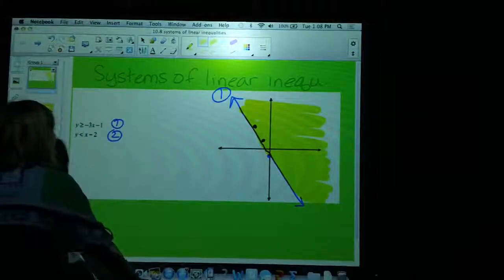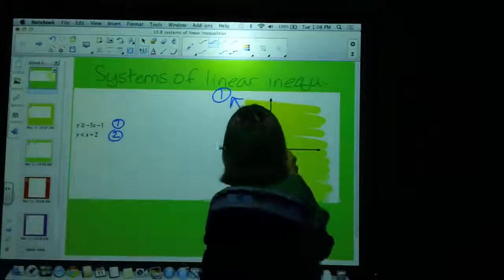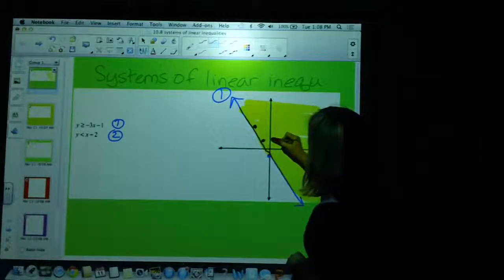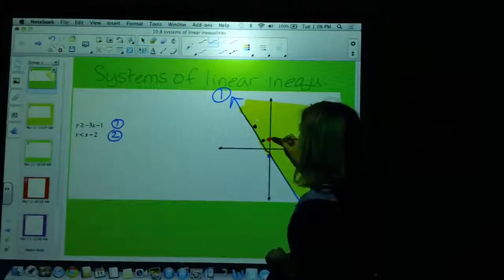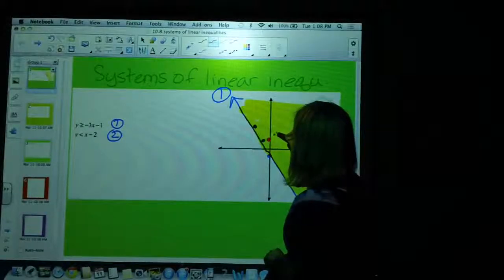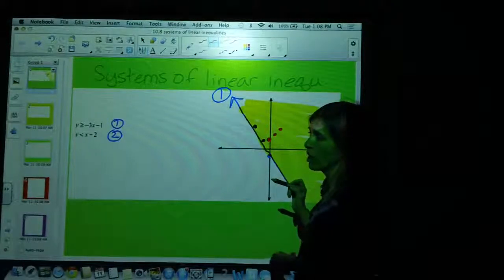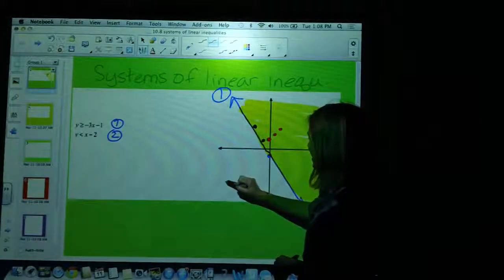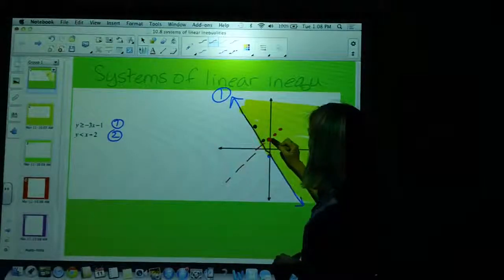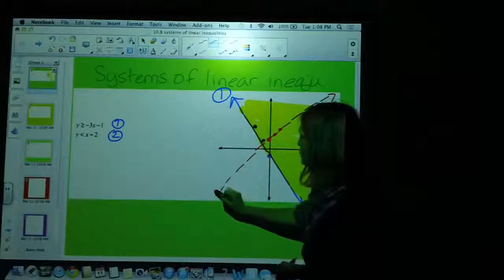Now, I go to line 2. My y-intercept is positive 2. I'm going to go up to my positive 2. So 1, 2. And it's not calibrated right. And then I'm going to go up 1 over 1. Up 1 over 1. Okay? And this line, what is this line going to be? Dotted or solid? I think it's going to be dotted. It's going to be a dashed line, meaning that the inequality actually doesn't include that line.